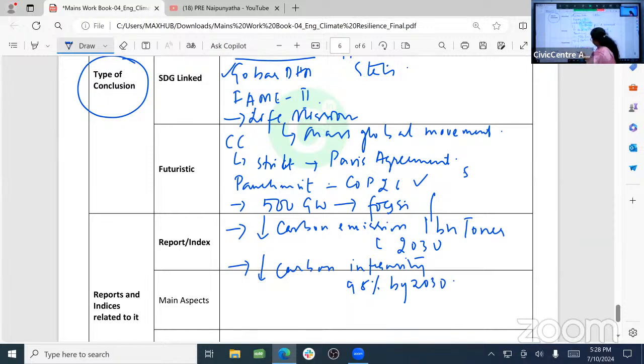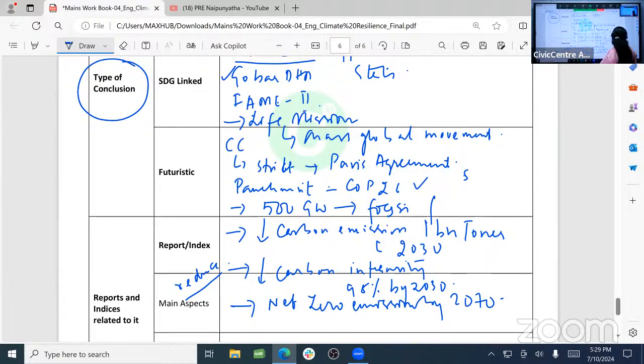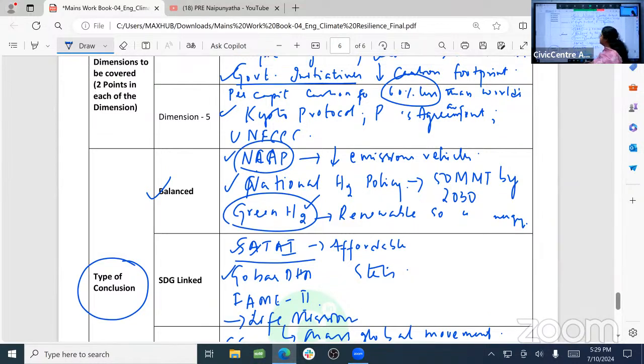Next, we have net zero emissions by 2070. So these are the targets of Panchamrit, wherein India is trying to achieve the target set under the Paris Agreement or the Kyoto Protocol to reduce the carbon footprint, right? This can be your balanced conclusion.